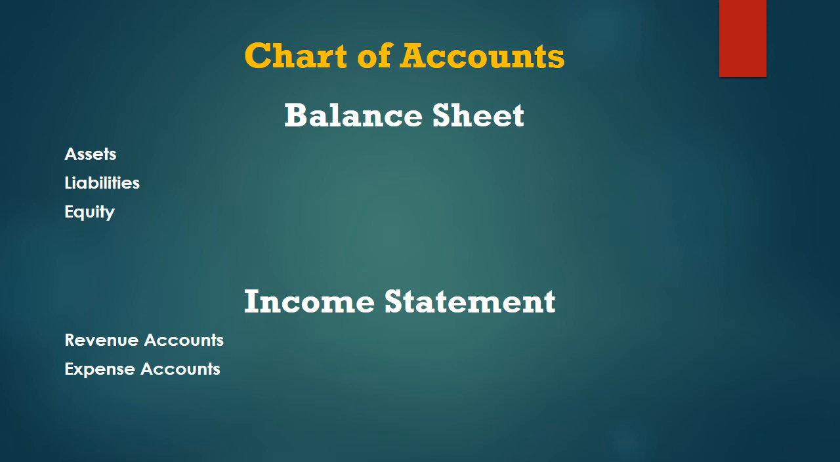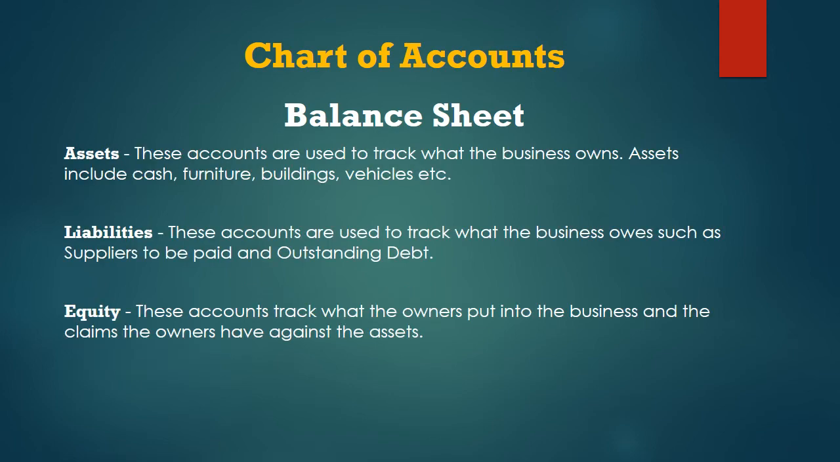The income statement has a revenue account and expense account. So what does the income statement mean? Revenue means whatever we are getting from the business, that is revenue. The amount we spend running the business is the expense, correct? Then we are going to see the next one.